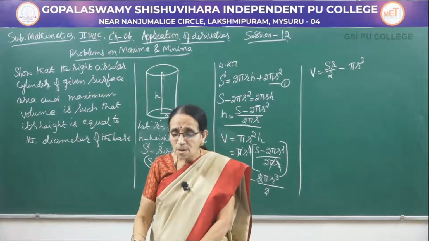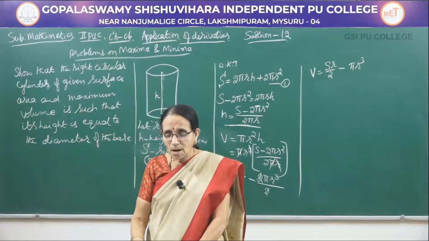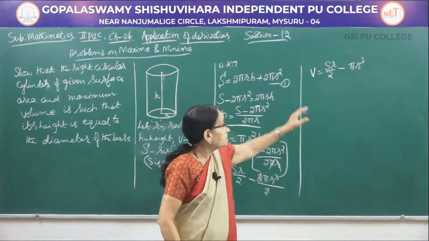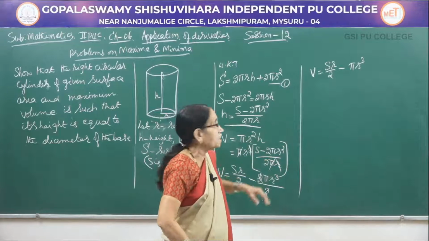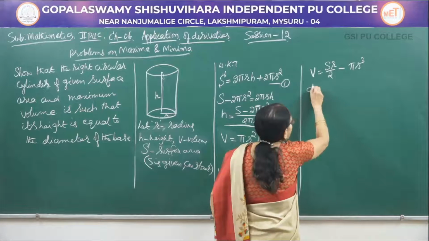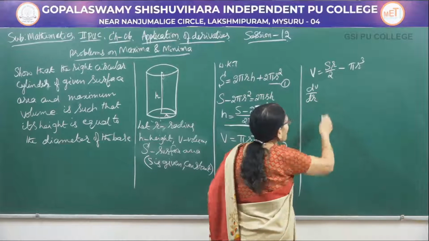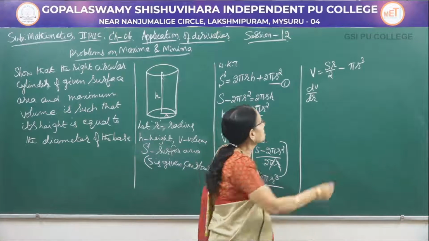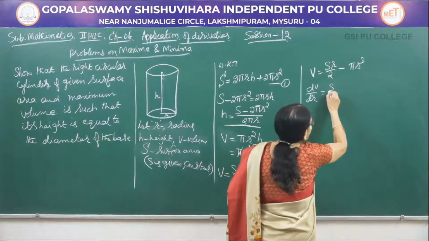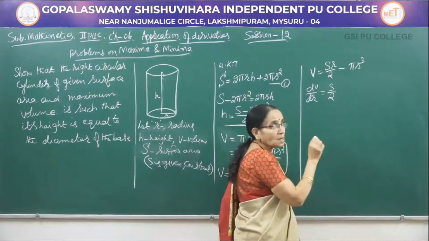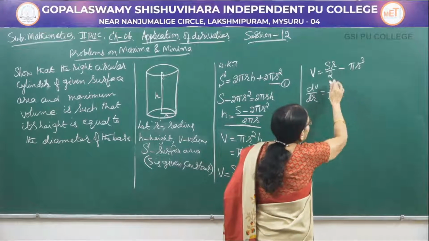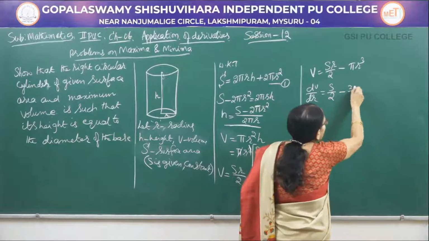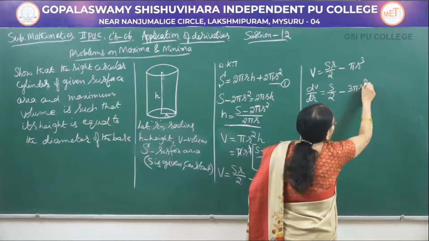Now, just look here, we have only one variable, r. S is a constant, h has been eliminated. Therefore, we can differentiate with respect to r, or you can write V dash also. It is dV by dr equal to, remember what I told you, wherever S is there, think that it is a constant. So, it is S into 1 by 2, you write it as S by 2, and this becomes 3 pi r square.